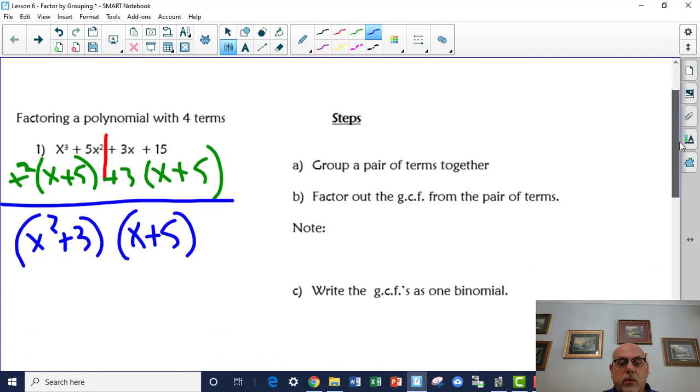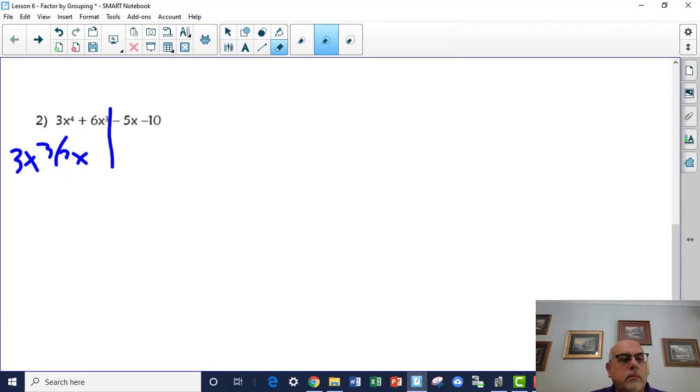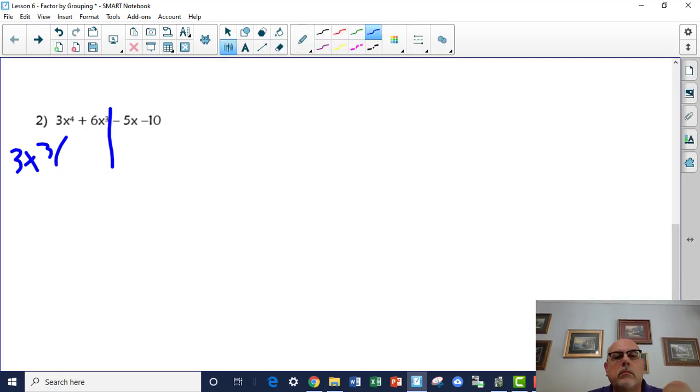So let's take a look at this one. We're going to draw a line right here. And on the left side, your greatest common factor is 3x cubed. When you factor that out, you're left with x plus 2, excuse me. Which means on this side I need an x plus 2.